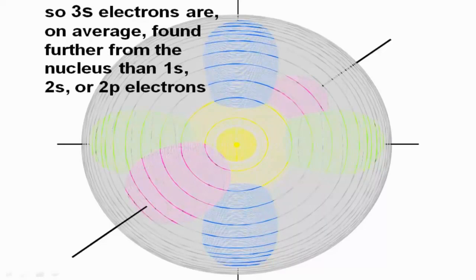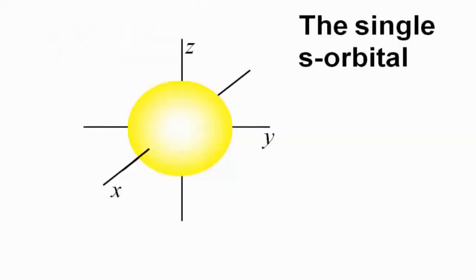So there's many more elements, and there are other orbitals as well. So let's take a look at the other orbitals. First, let's review. The s orbital is spherical.